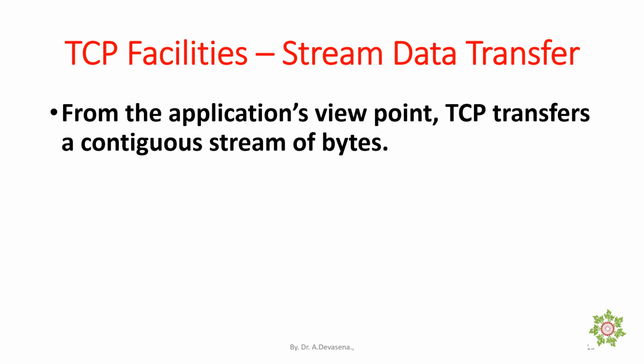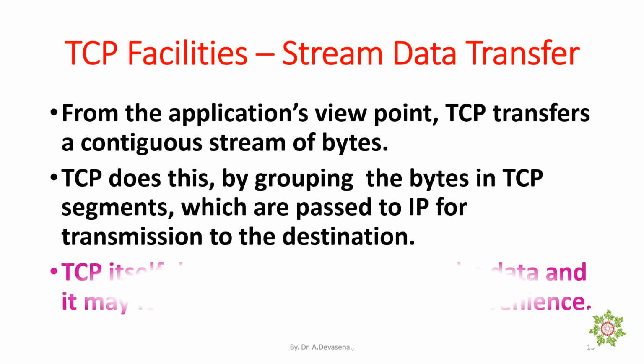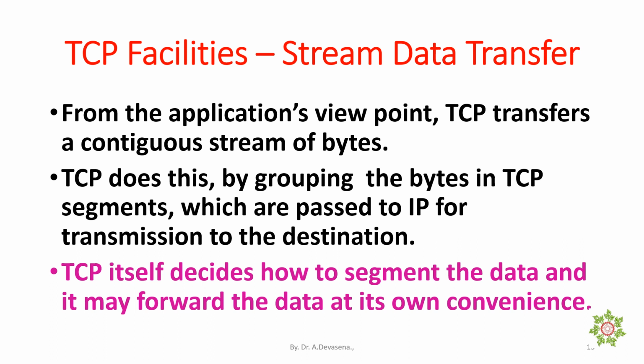From the application's viewpoint, TCP transfers a contiguous stream of bytes. TCP does this by grouping the bytes in TCP segments, which are passed to IP for transmission to the destination. TCP itself decides how to segment the data, and it may forward the data at its own convenience.